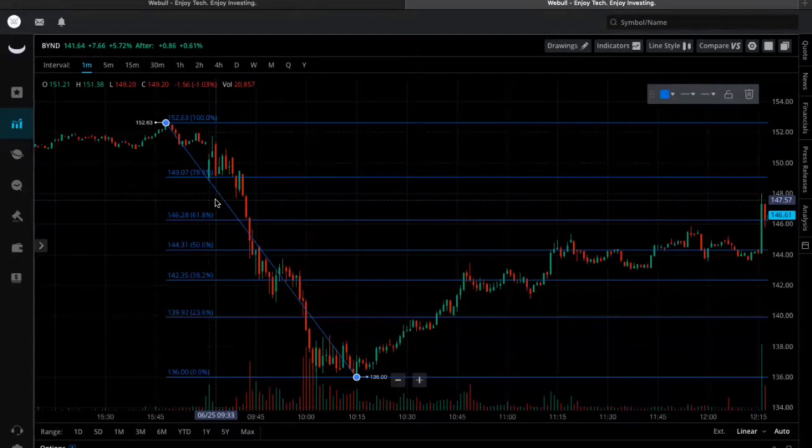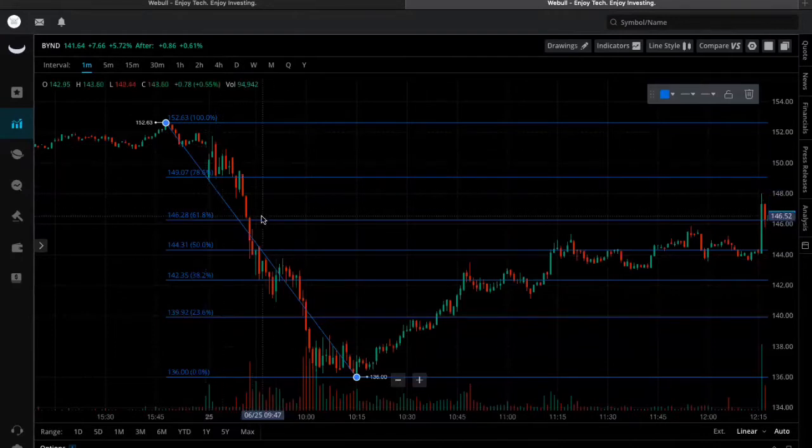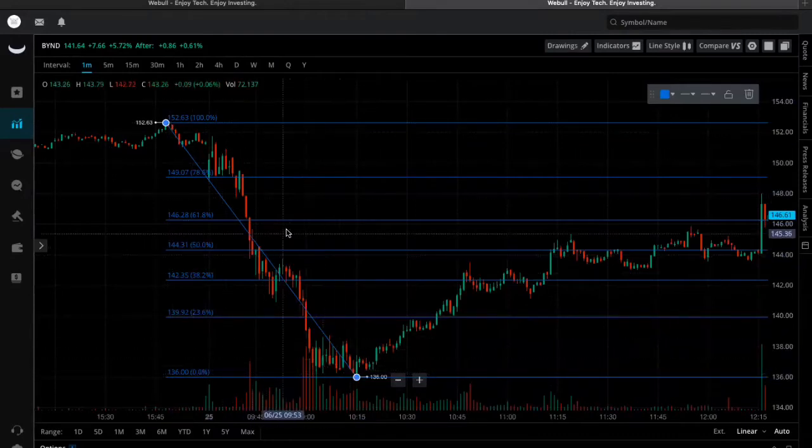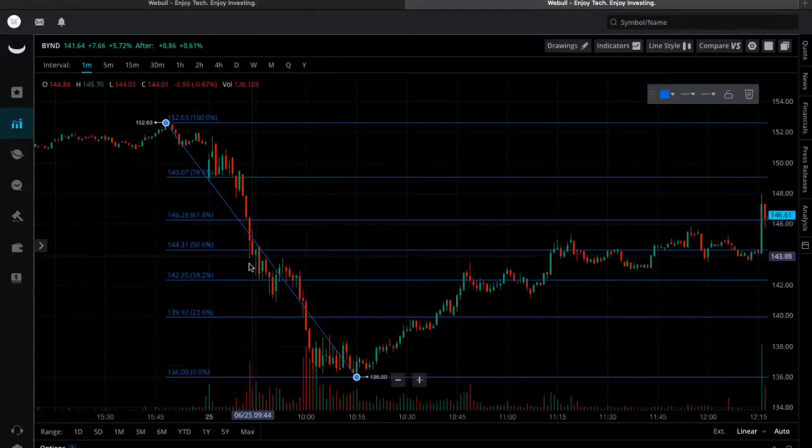Condition 2, we said that there must be enough space for us to profit off of. So with Beyond, when trading options, $4 to $6, $4 to $8 is a nice move for us to profit off of. So can we get that? 152 to 135? We can. That's more than a $20 drop to the downside. So the space between them is enough for us to profit off of. So check.